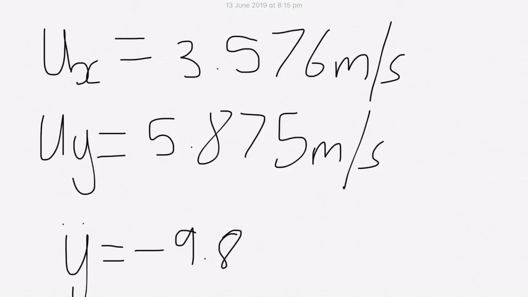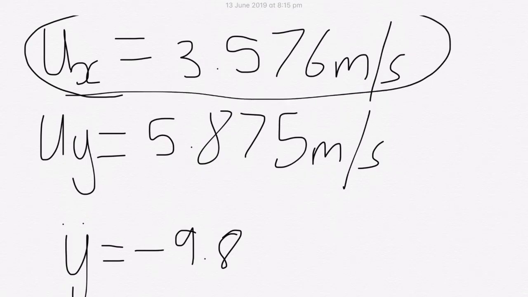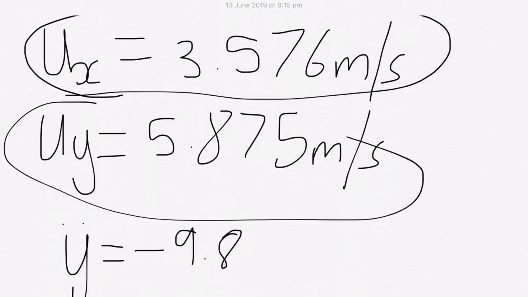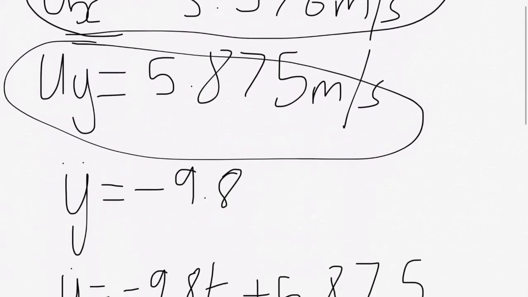So this is my mathematical model for my projectile motion. Using distance over time, I was able to find the initial horizontal velocity as 3.576. Using the physics formula for displacement, I was able to find the initial vertical velocity as 5.875. Both of these are rounded off to 3 decimal points.